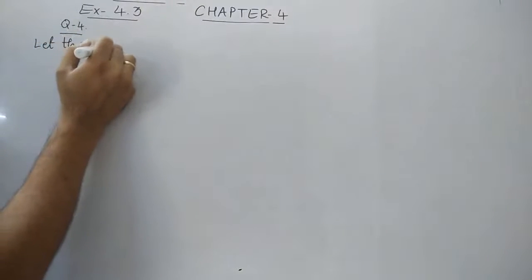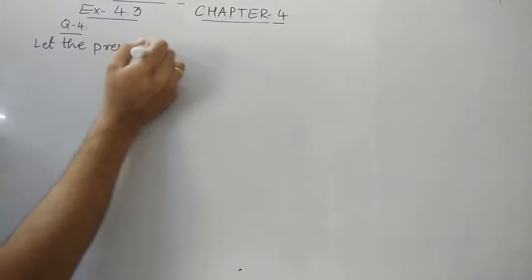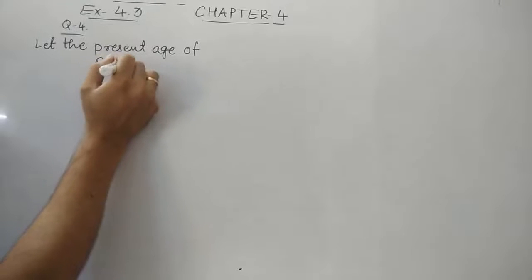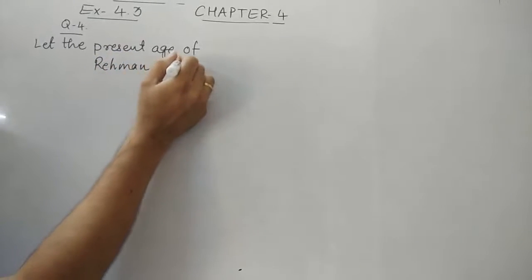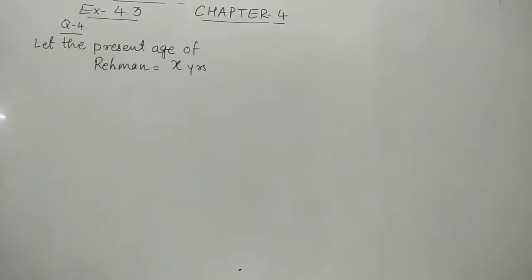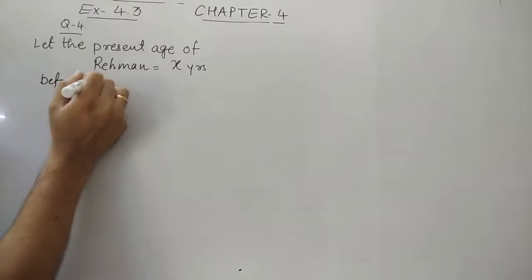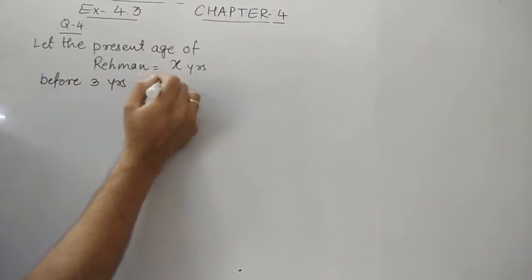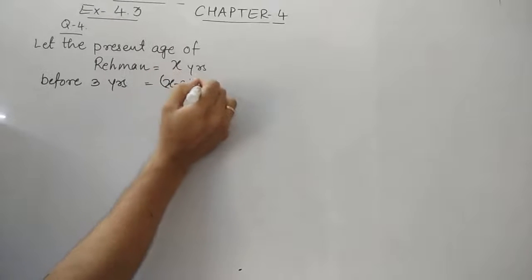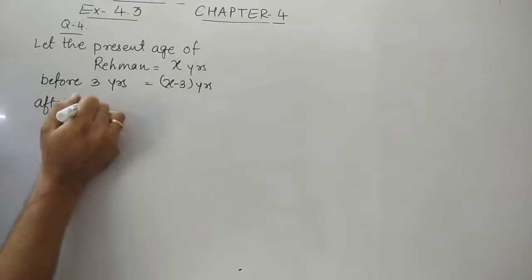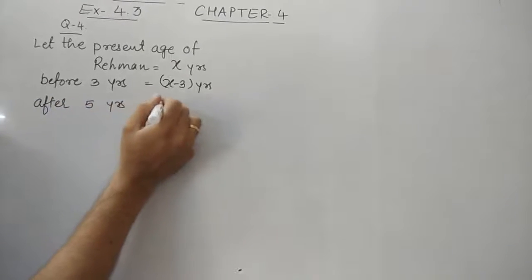So let's find out the present age of Raman. Let the present age of Raman be x years. Here the two quantities which we have to suppose are the age of Raman before 3 years and after 5 years. So before 3 years, the age of Raman is x minus 3, whatever the present age is, subtract 3. And after 5 years it is x plus 5.